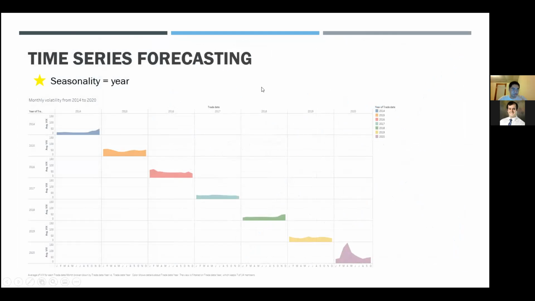And then we apply time series forecasting here. We chose the seasonality as year because we take volatility as an example. You can see the seasonal pattern is similar.